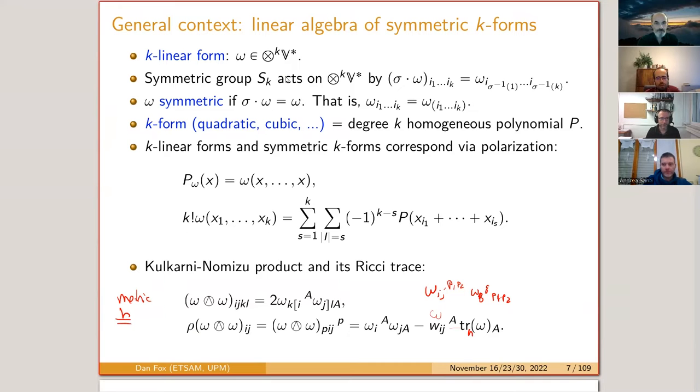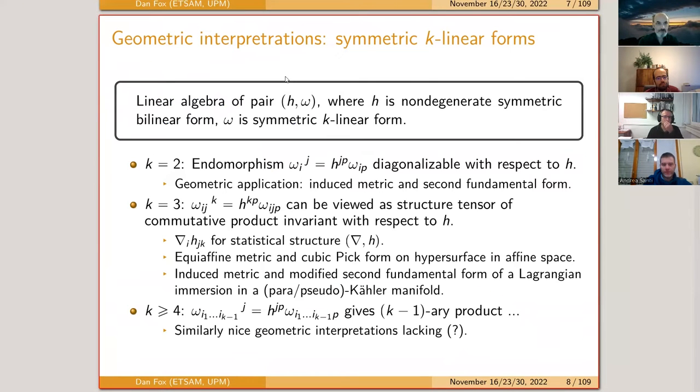Okay. So here, this is just a comment about the geometric interpretations. When omega is a symmetric two tensor, we all know the linear algebra of pairs of a metric and symmetric two tensors. We can diagonalize one with respect to the other when one of them is non-degenerate.